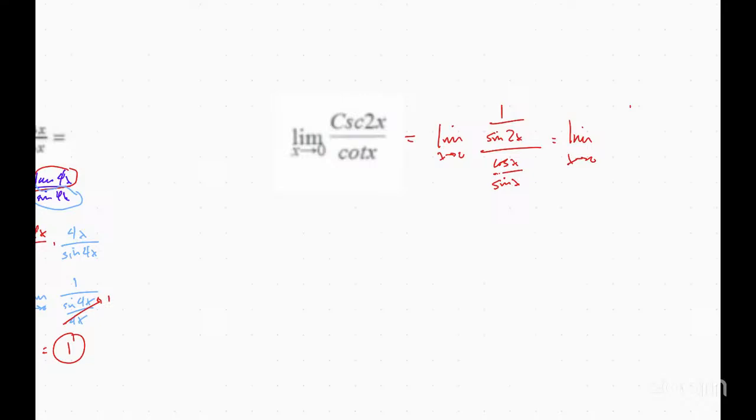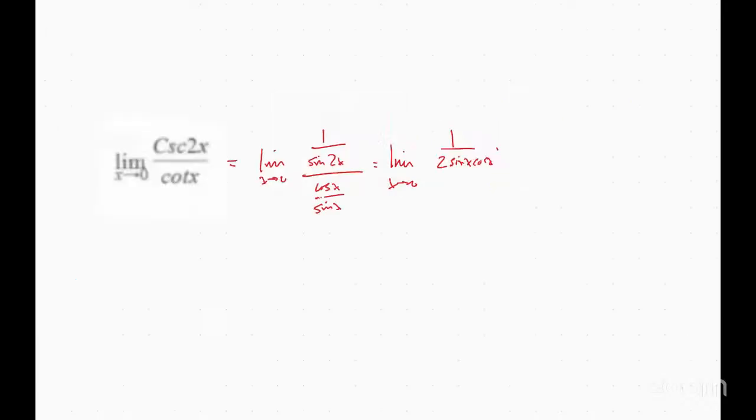The double angle formula, remember that formula? Times, let's flip the other one on the bottom, sine x over cosine x now. And now I can cancel out the sine x. So I just get the limit as x goes to 0 of 1 over 2 cosine squared x.